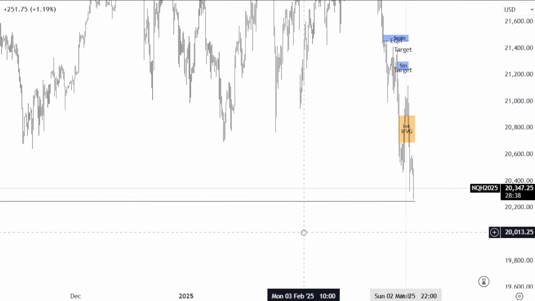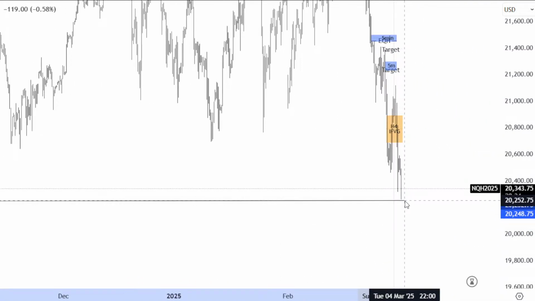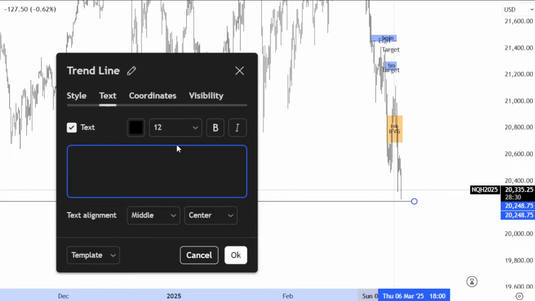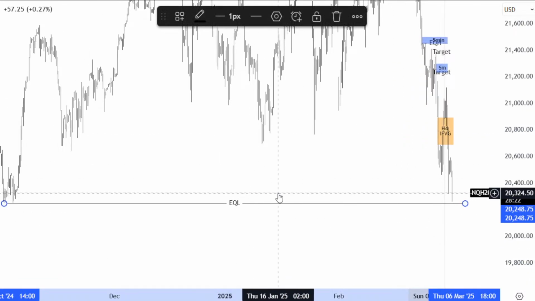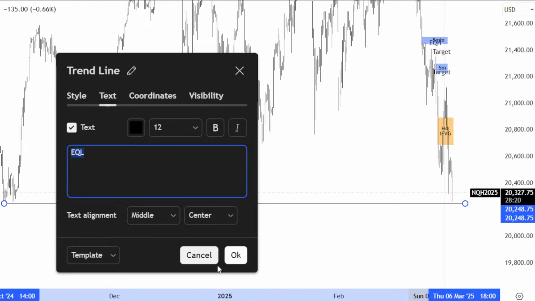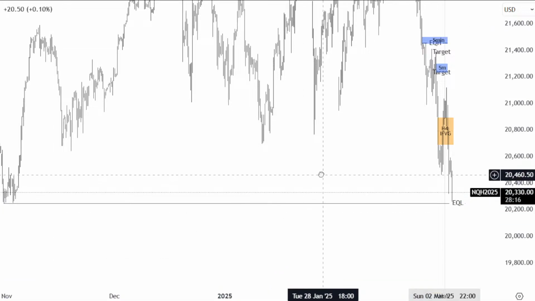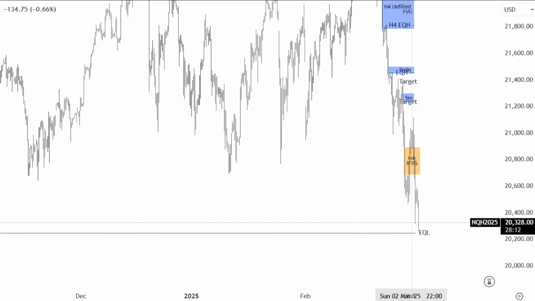We literally got these equal lows here, and I'm just going to mark this out and let's call it equal lows. I did not mark this out yesterday because of that fair value gap, but then obviously later in the day we ended up going lower down, and then today even lower, further lower down.